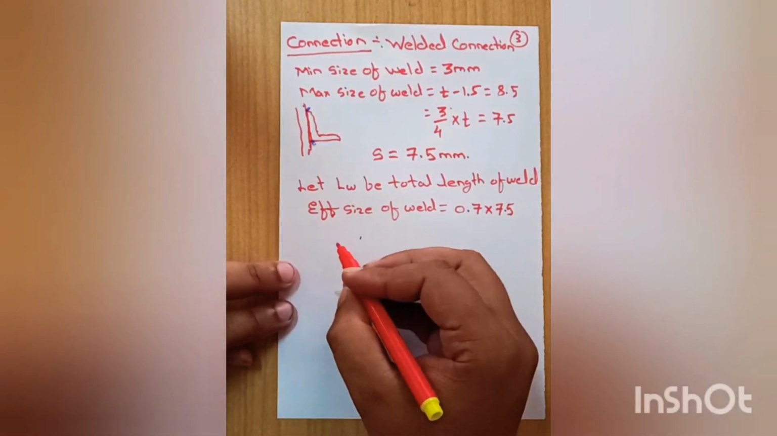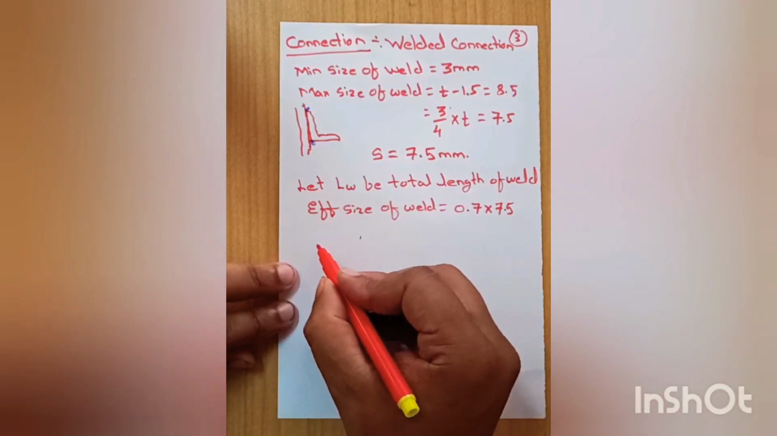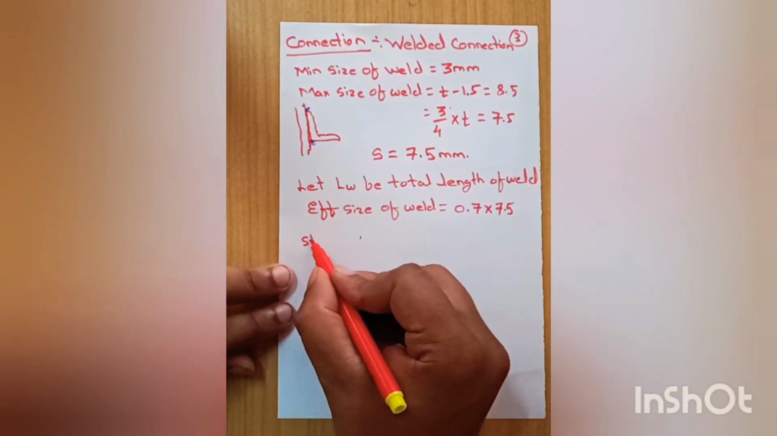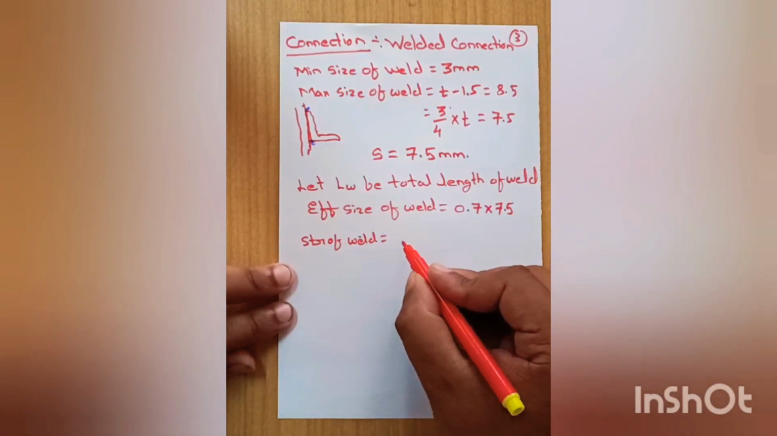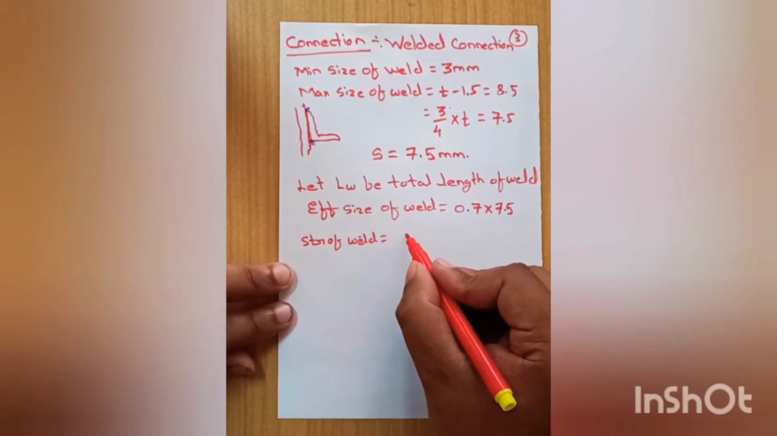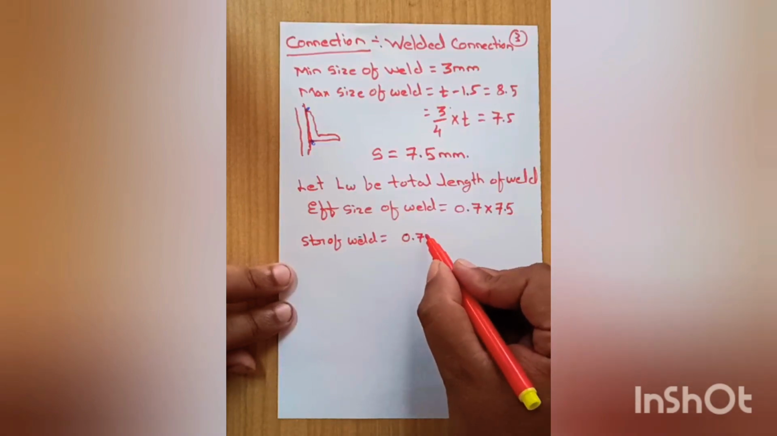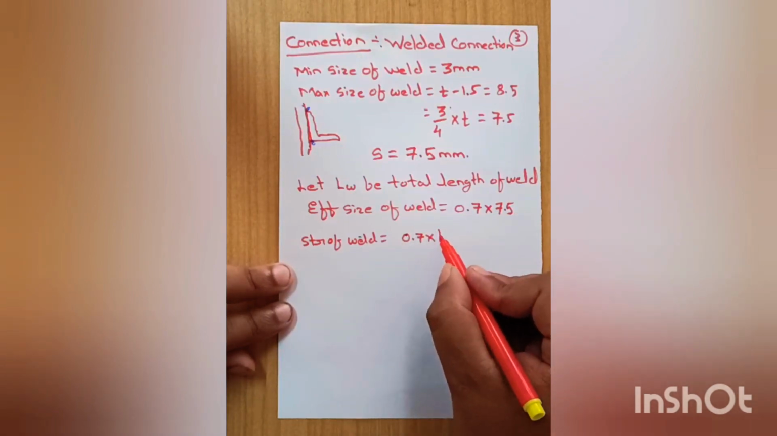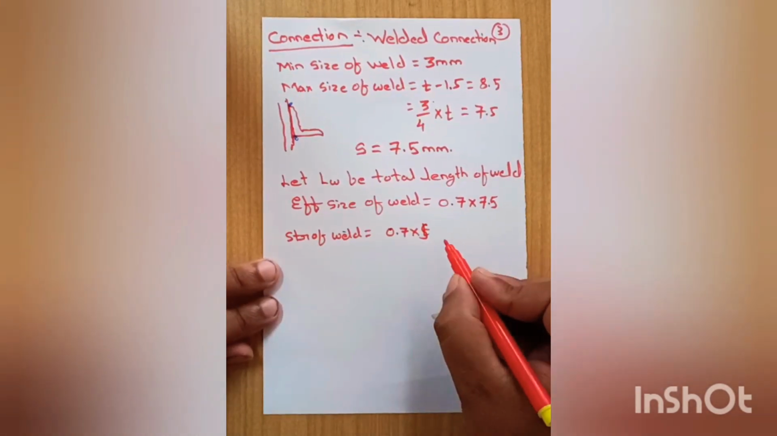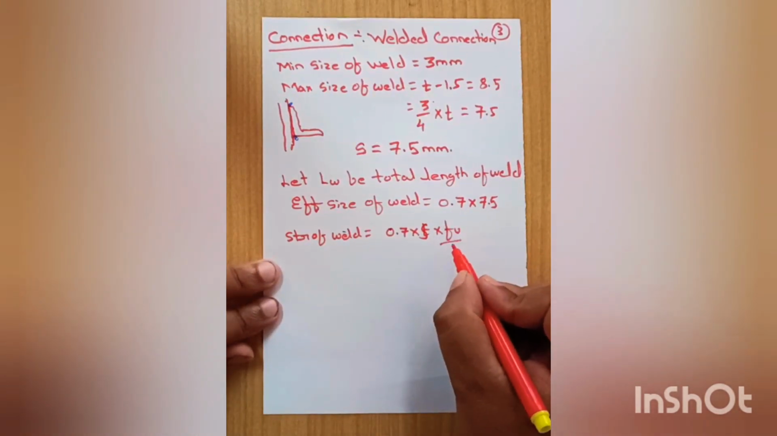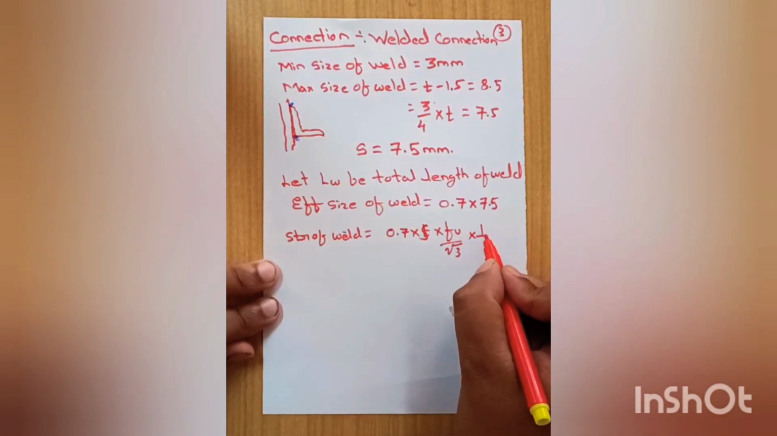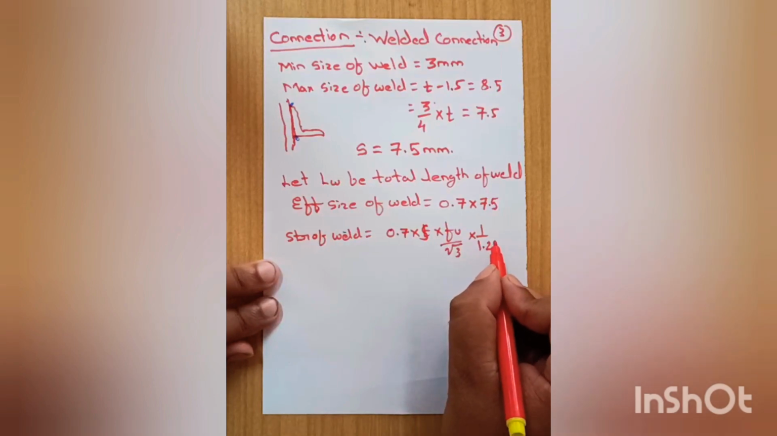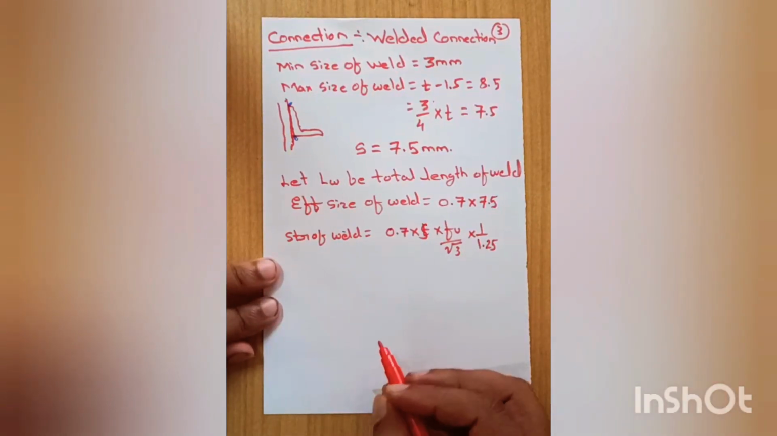So now we have the strength of the weld formula. Strength of weld formula is given as 0.7 into S, that is size of the weld, into Fu by root 3. We are assuming fillet weld, divided by 1.25, that is partial safety factor.